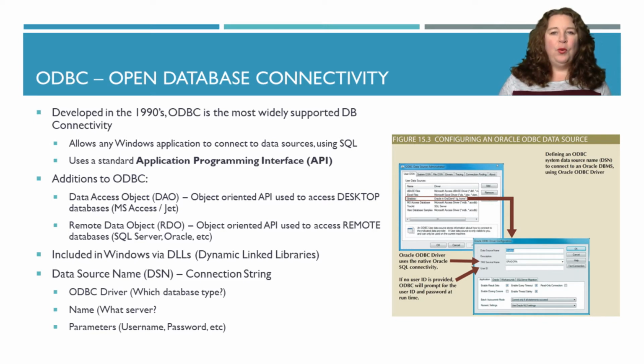Then we came up with a remote data object, or RDO, and an RDO was an object-oriented API that was used to access your remote databases. So this was not your local access on your local machine. This was your SQL Server, your Oracle sitting over in a server somewhere. So remote data access allowed us to connect remotely through ODBC to get that information back across.